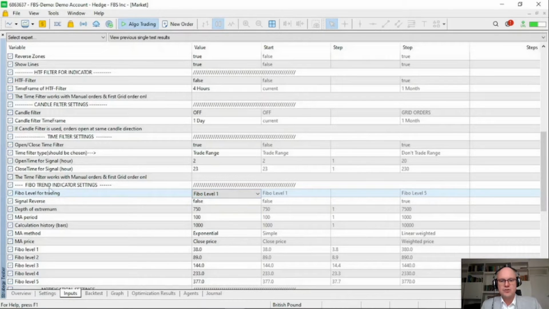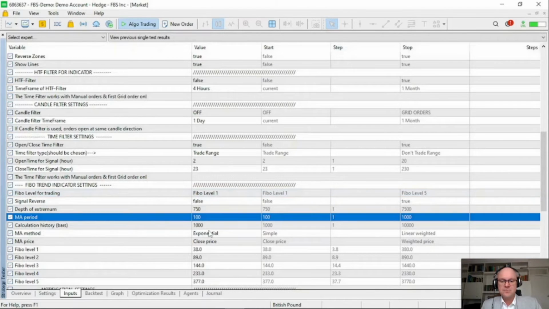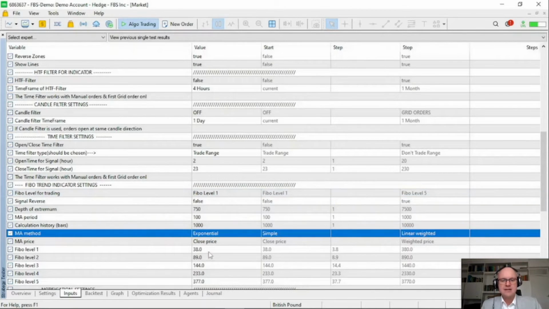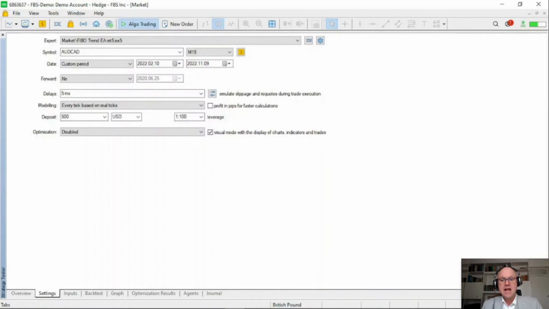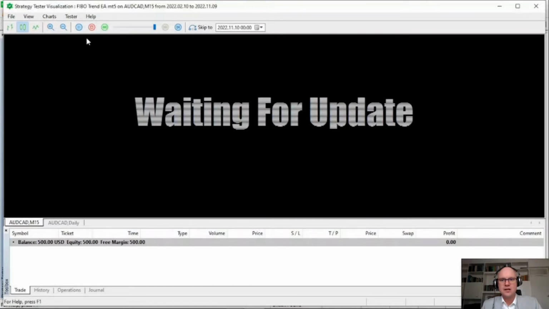This means it's going to use the 38 Fibo level, and the other option is to trade a reverse signal. For your first time, I recommend trading along with the trend and using the standard 38. However, I have also found good results trading on the 89, which is the second Fibo level.